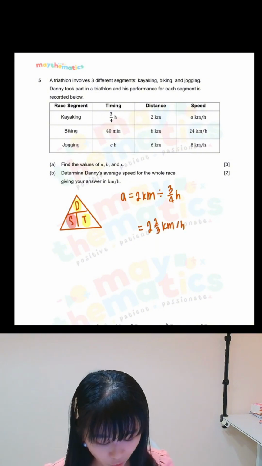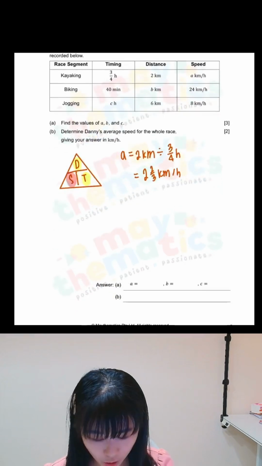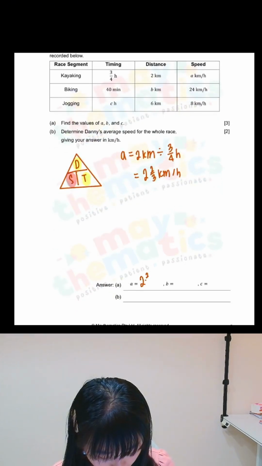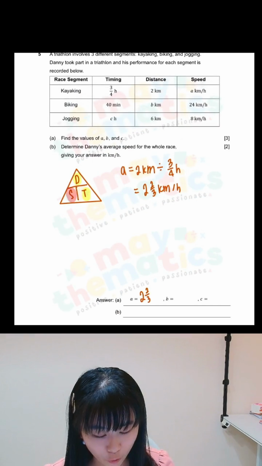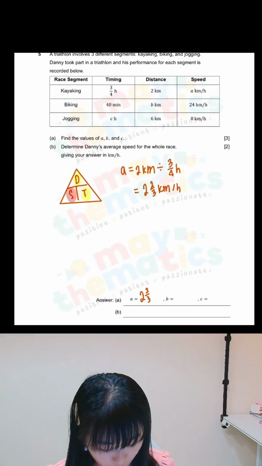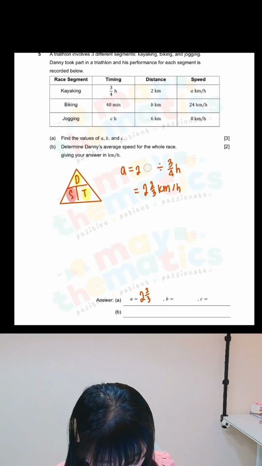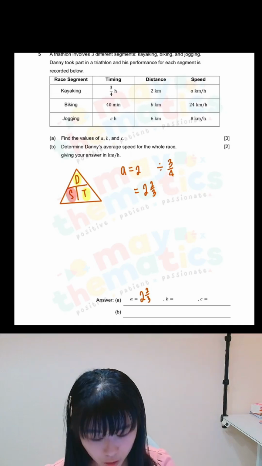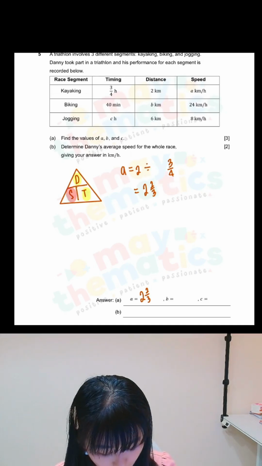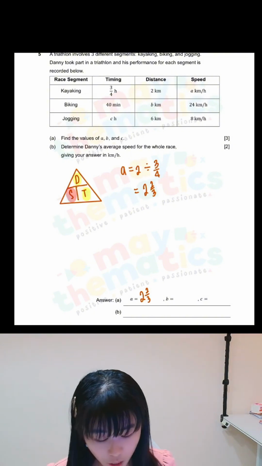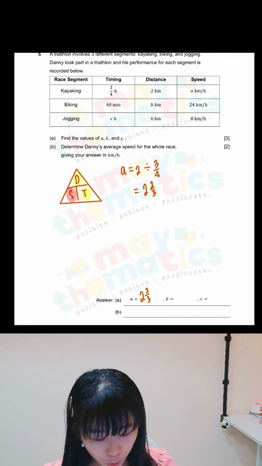So you will get 2 whole and 2/3 kilometers per hour. That's your answer for part A. I'm going to write it down: 2 whole and 2/3. When they ask you for values, you don't need to give them the unit. So I will remove this, this, and this. Don't need to write the kilometer or that.